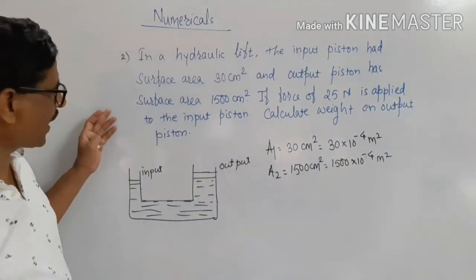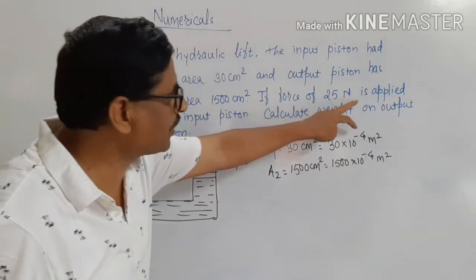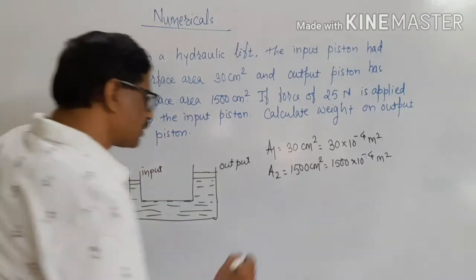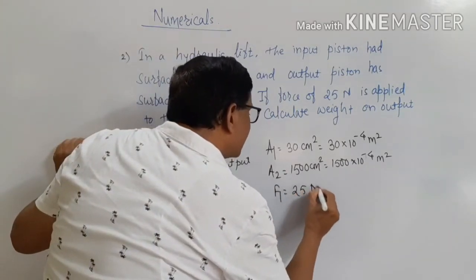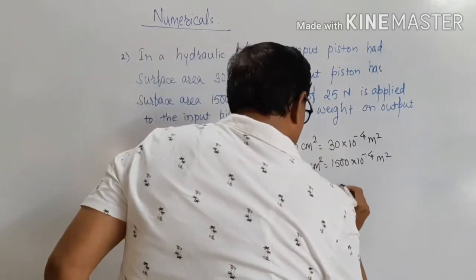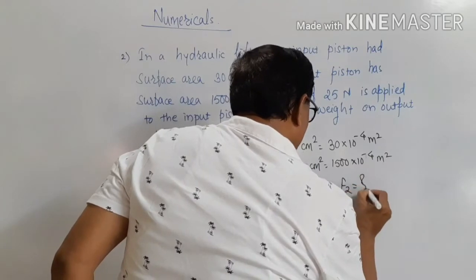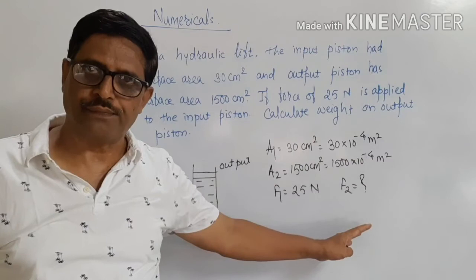Now, what is the force applied to the input piston? If a force of 25 Newton is applied to the input piston, therefore the force on the input piston is 25 Newton. Calculate the weight on the other side. The weight is nothing but a force. Therefore, we will calculate the force on the other side. What should it be? F2.